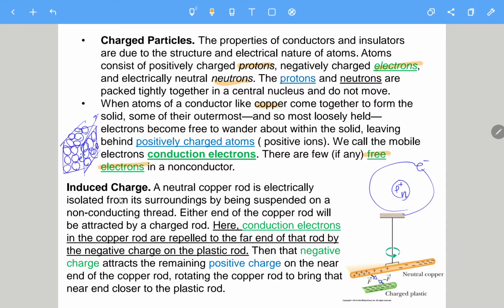And so we have charged particles. This tells you why we have positive or negative charge, because some atoms can gain additional electrons or lose some electrons. And here it is called the induced charge.